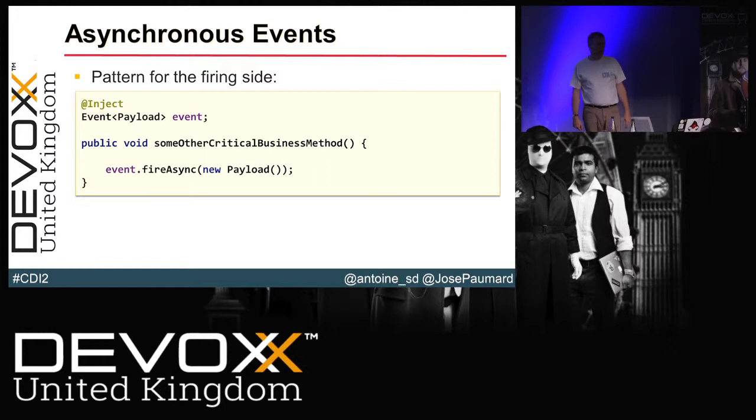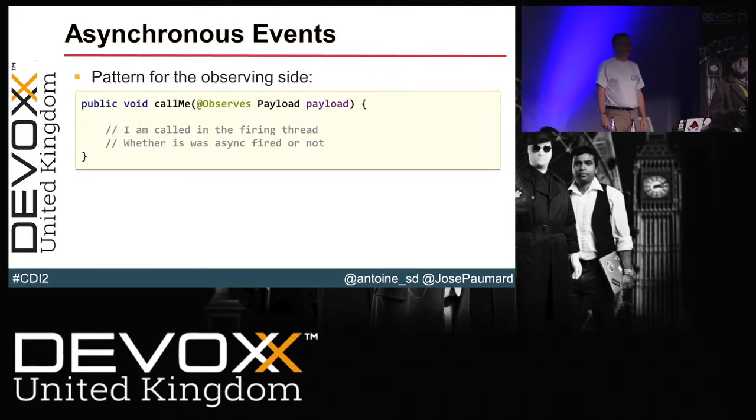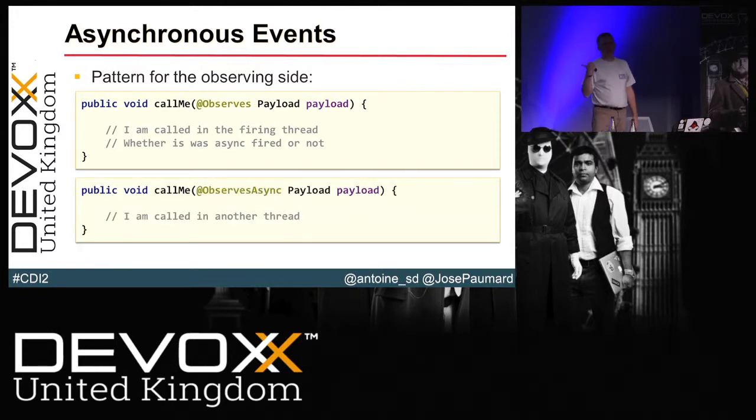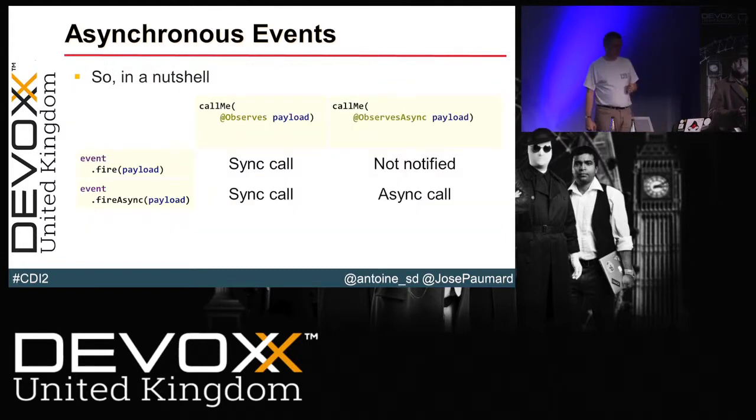All right, so we came with a pattern from the firing side: fire async, provide the payload as a parameter. And we have another pattern on the observing side, same as this one. This observer will be called synchronously, despite the fact that this event might have been fired asynchronously. And on the other side, if I want to observe this event in an asynchronous way, I've got another annotation, observes async, which tells the firing side, yes, I am okay to be called in an asynchronous way. But it's not quite over. Even with that, we need to be careful. There's still one case which might raise problems.